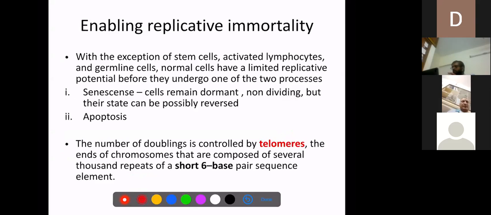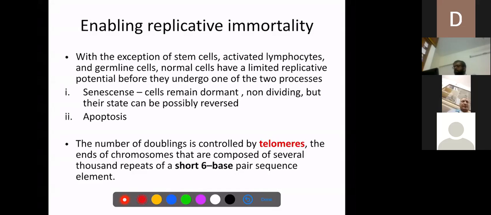Coming to the next physiological property for the tumor to grow and invade: replicative immortality. What do you mean by replicative immortality? Immortality means the cell is not going to die. Replicative immortality means the cell does not die and continuously replicates, that is, continuously divides, so there is uncontrolled division.